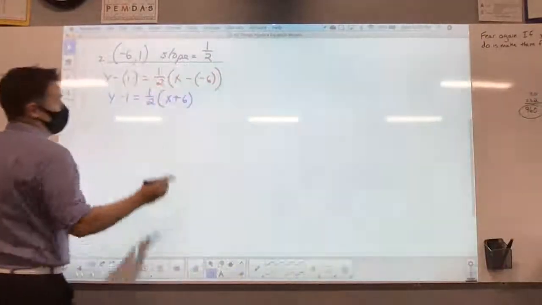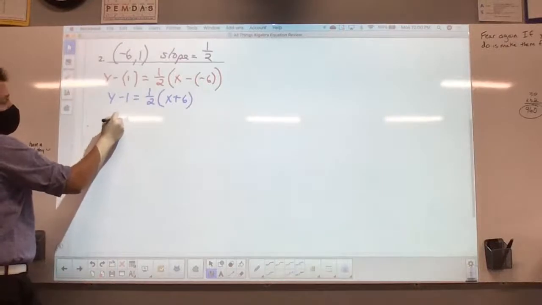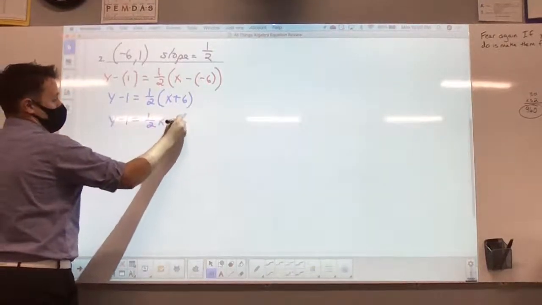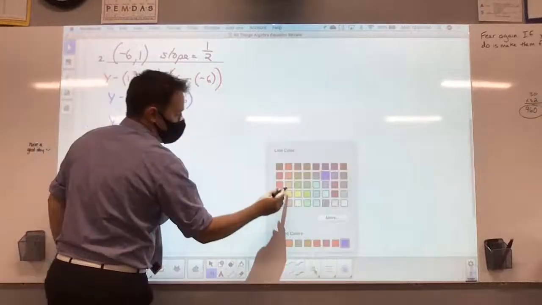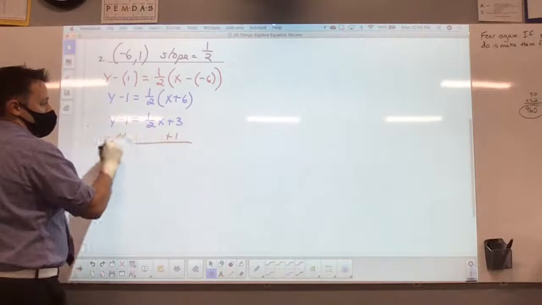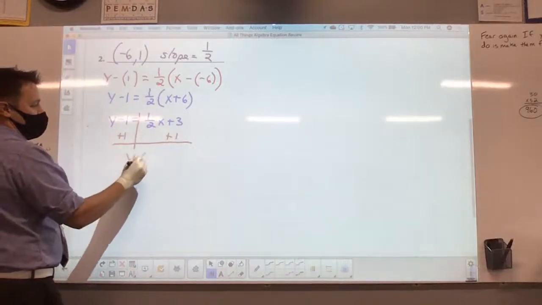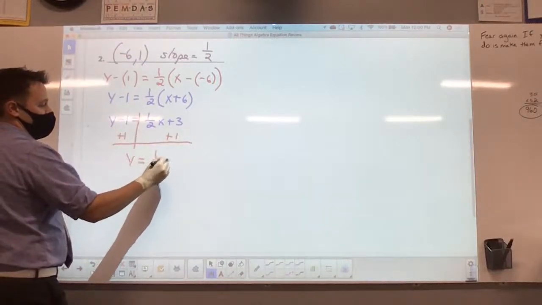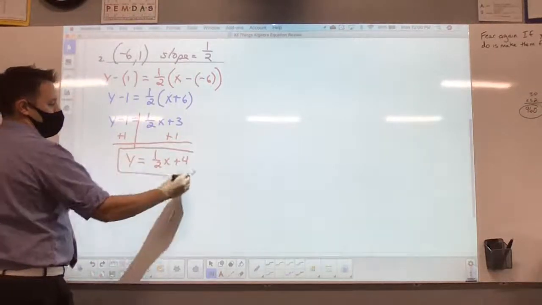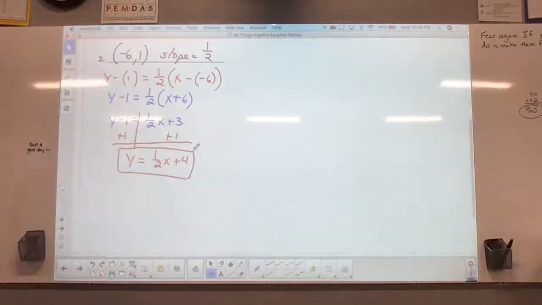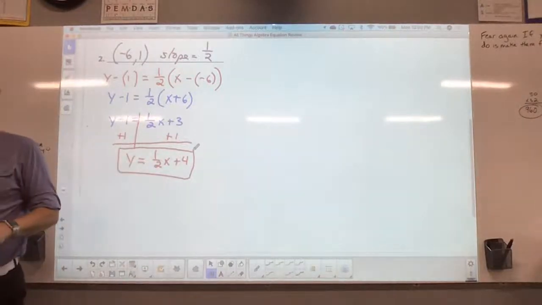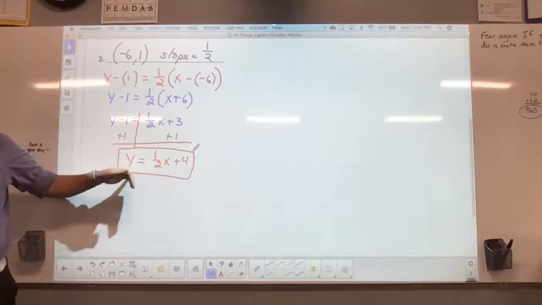Okay, finish it off. Do the distribution. And then you would add the 1 to both sides. Okay, now here is a perfect example of a slope-intercept equation. However, yesterday on the quiz on Friday, I asked you to take this and make the standard form. How do I make this standard form?